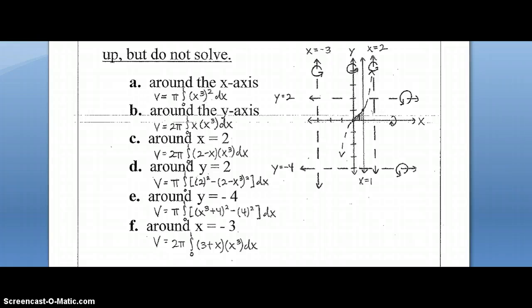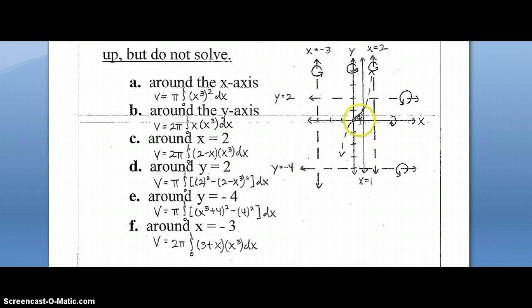Part B, also pretty easy. We're revolving this one around the y-axis. So the region right here revolved around the y-axis. All we have to determine really is what our radius and height are, because the geometric formula that shell is based on is 2 pi times the radius times the height times the width. So the 2 pi goes out front. The integral is still from 0 to 1 because our region hasn't changed, so our x values are still 0 to 1.